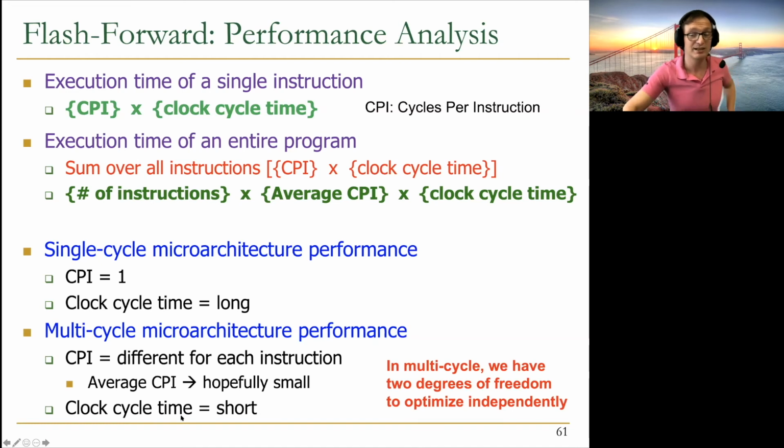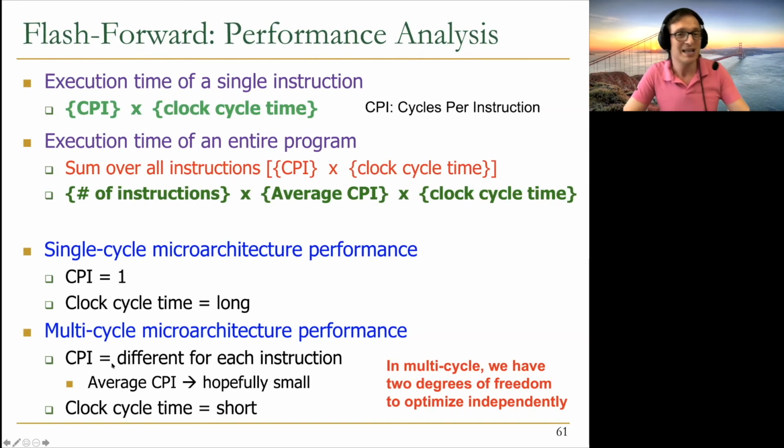Essentially, you have 2 degrees of freedom to optimize independently. You can optimize cycles per instruction, and you can very much optimize clock cycle time. Whereas here, it's going to be very difficult to optimize clock cycle time, and you've already restricted yourself to cycles per instruction of 1, which is not bad necessarily compared to what we will see over here.